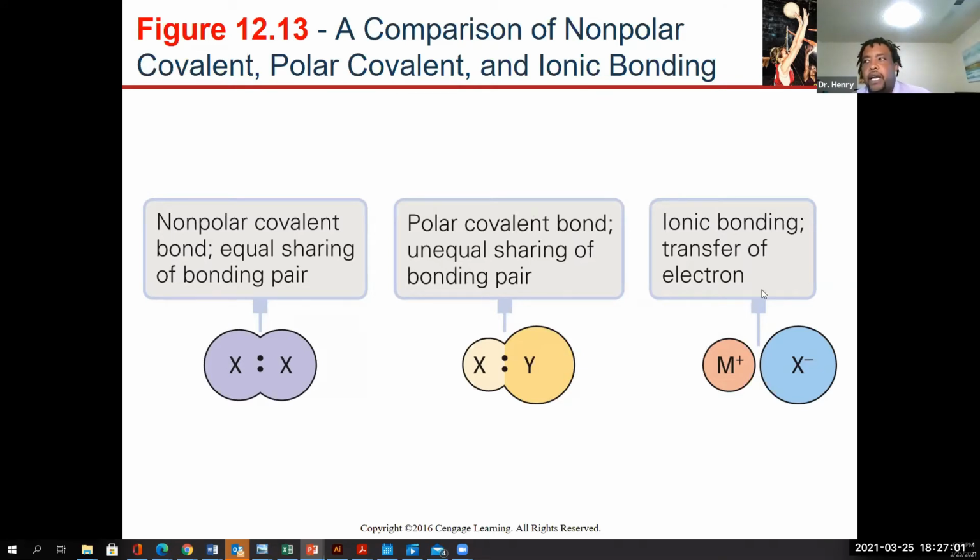And then we have ionic, where we just gave up the electron entirely. We're like, oh, here, you take it. So we can be positive and they can be negative. Okay, so those are your three types of major bonding: non-polar covalent, polar covalent, and ionic.